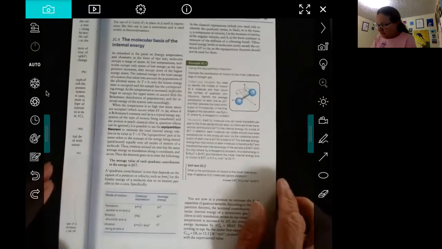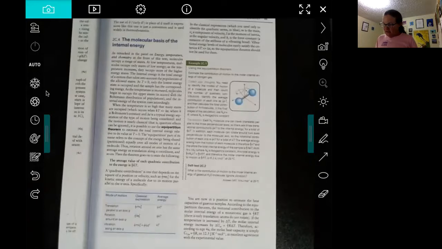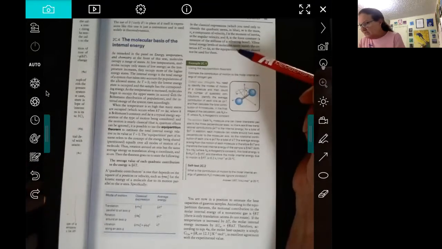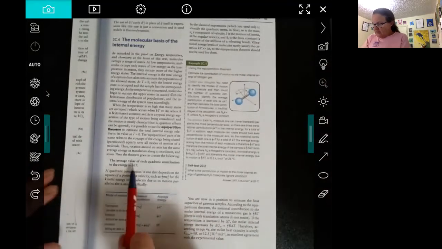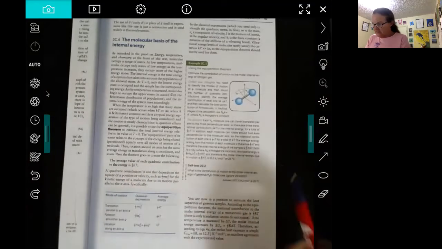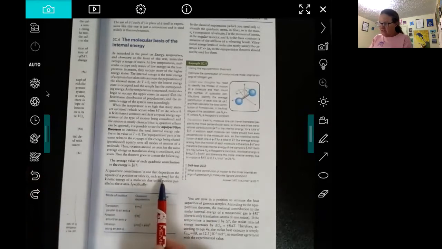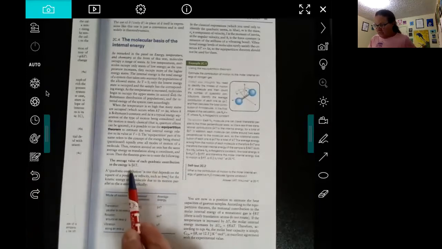So when we think about how internal energy changes, we think about all of the places you can put energy within moving systems. So especially with perfect gases, we don't have any potential energy. We just have the kinetic energy. So the average value of each quadratic contribution to the energy is 1/2 kT. And a quadratic contribution is anything that depends on the square of a position or velocity. So such as kinetic energy is 1/2 mv squared, then the average energy of that is equal to 1/2 kT.